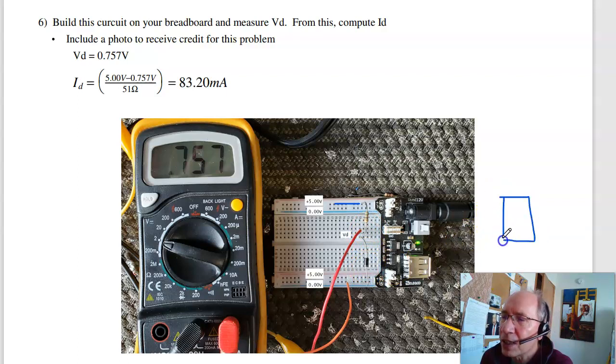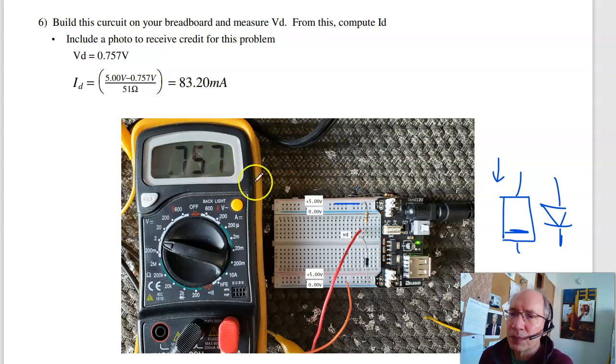On the diode, it's got this symbol on it. That symbol is this guy. That tells you which way the current flows. This is the forward direction on the diode. Going to ground, so here's 0 volts. Measure the voltage, I get 757 millivolts.